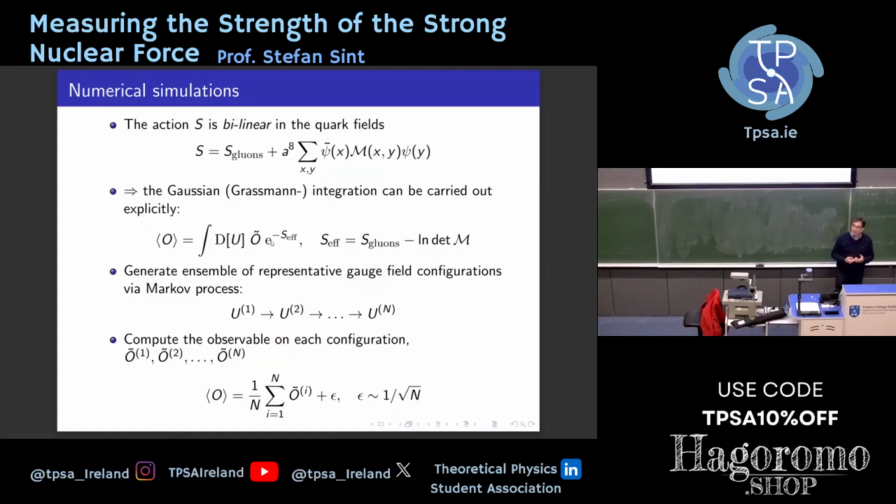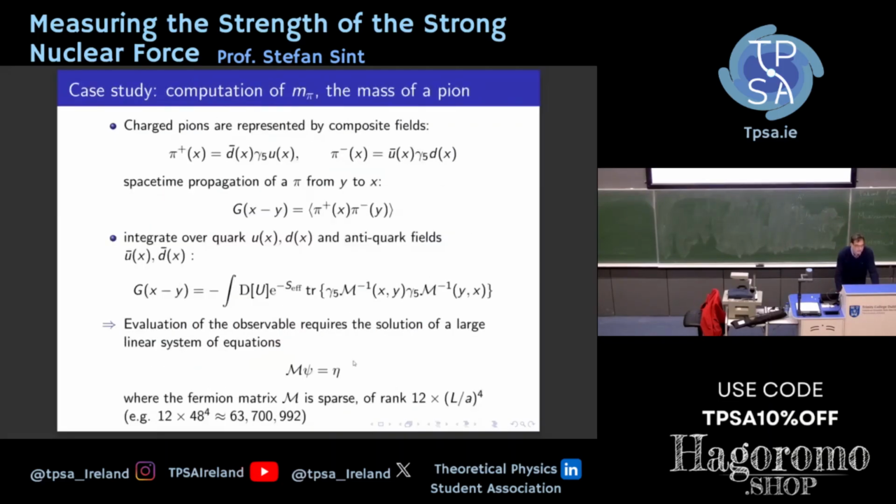So this is a way to estimate expectation values in this peculiar statistical mechanics system that is our Euclidean time quantum field theory on the lattice. The expectation value is estimated as just an average over the values of the observable in the representative gauge field ensemble. Then we have an error epsilon, and one can show that the error goes down like 1 over the square root of N, where N is the number of statistics that I have. Okay, so let's do an example.